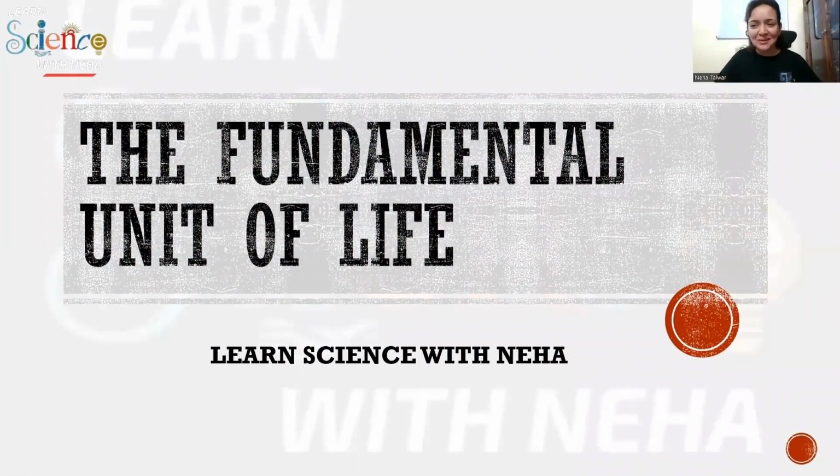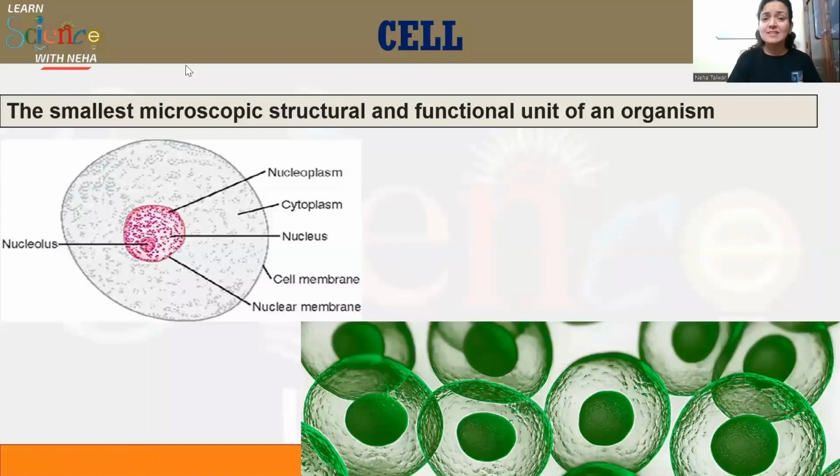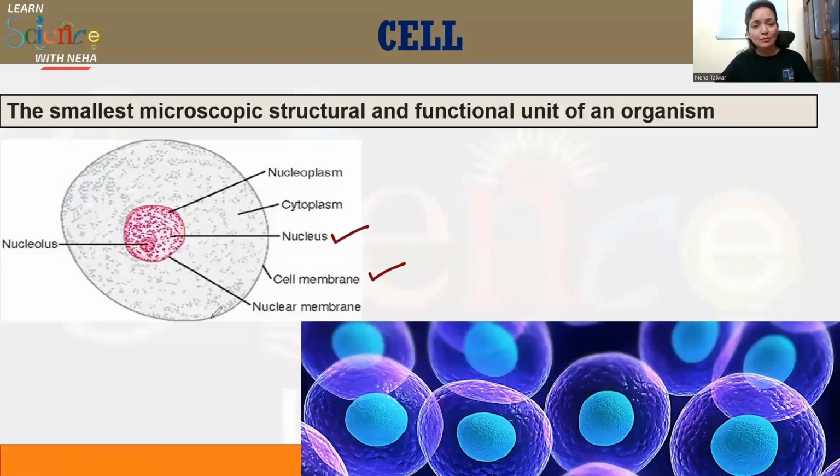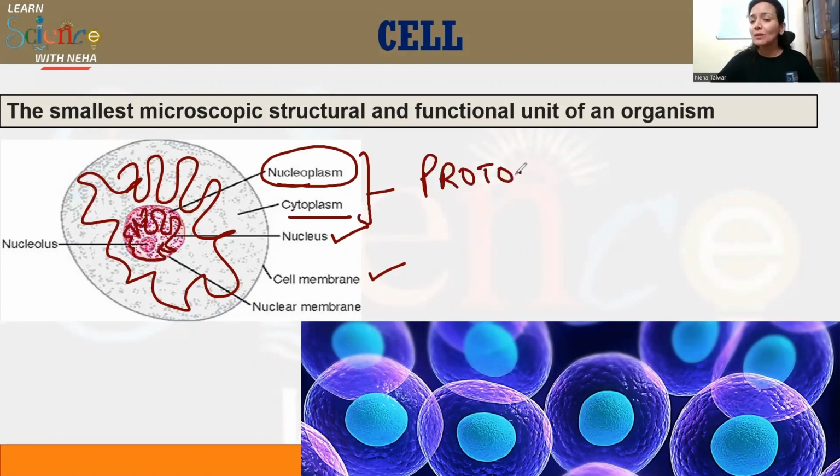Let's start with Fundamental Unit of Life, chapter number 5, grade 9. If you talk about a cell, what comes to your mind first is a cell having a cell membrane. Cell membrane will demarcate a boundary and will separate a cell from the external medium. A nucleus, which is the control house of the cell. Cytoplasm, which is a jelly-like material in which all other organelles float. Nucleoplasm, which is a liquid present inside the nucleus. And together nucleoplasm and cytoplasm, you call them protoplasm.